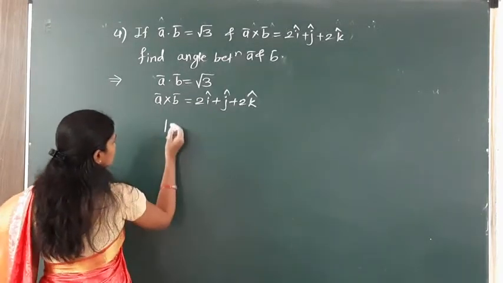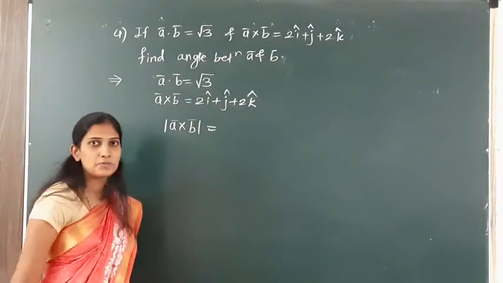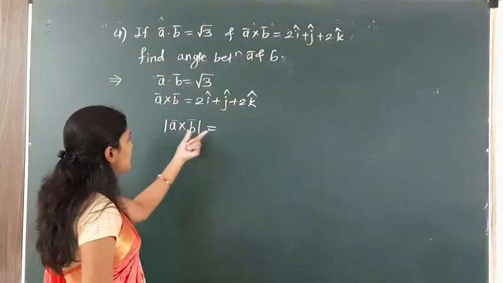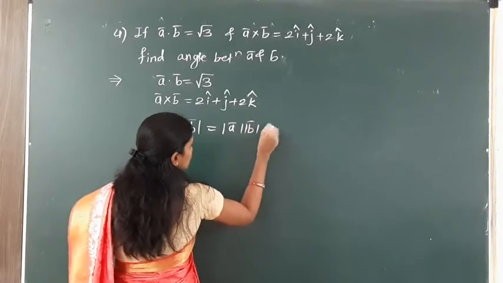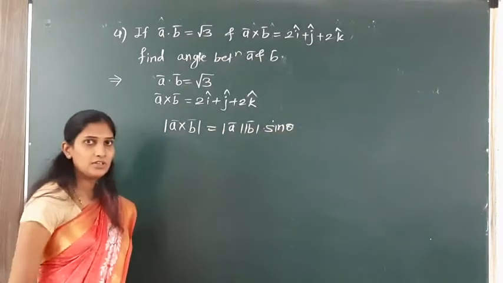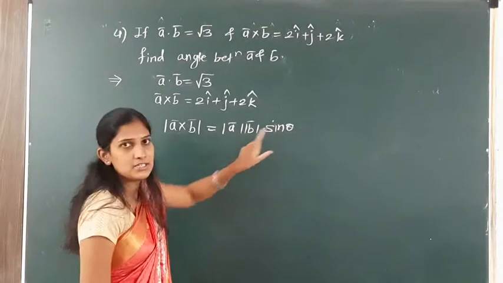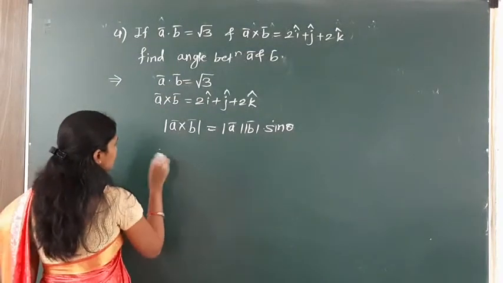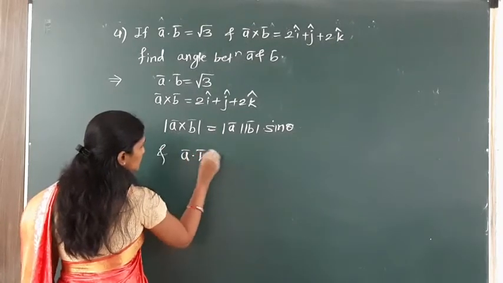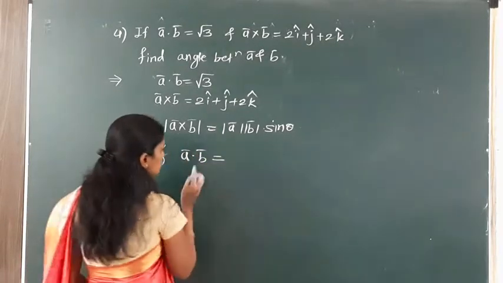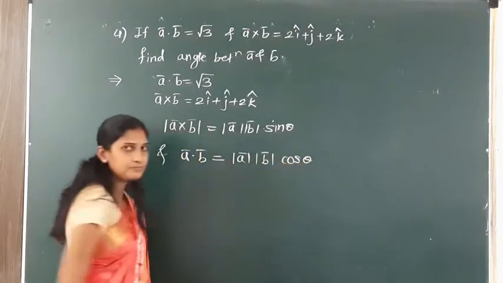Now we know that mod of a bar cross b bar is equal to mod of a bar mod of b bar into sine theta. And we know a bar dot b bar is equal to mod of a bar mod of b bar cos theta.